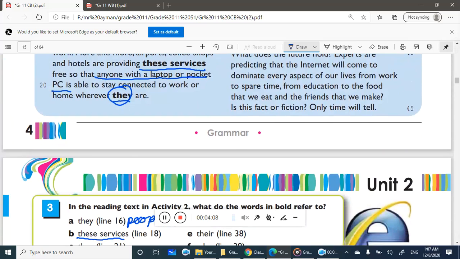Now open your workbooks on page number 4 and let us answer some questions related to vocabulary. Let's go.